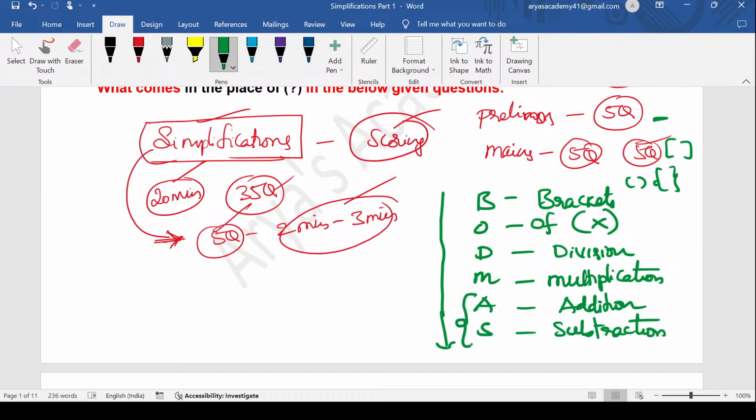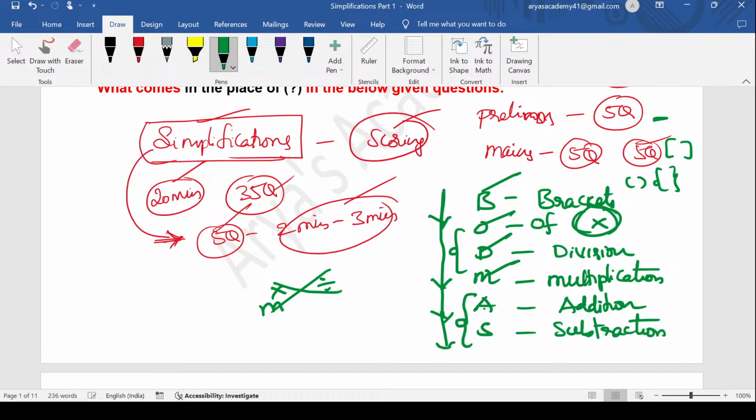If these two are interchanged, the answer will not change. But if, suppose, you first do multiplication and then addition, the answer will be wrong. You have to follow this order compulsorily while solving mathematical or arithmetical equations. First come the brackets, various types of brackets, then followed by of. Of is nothing but multiplication only. Then followed by division.